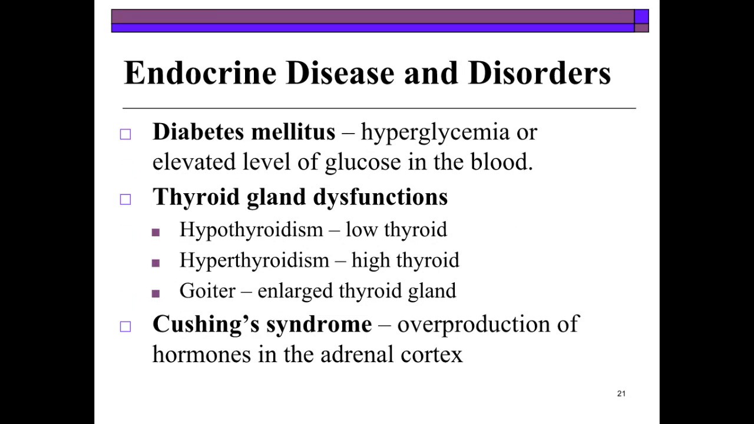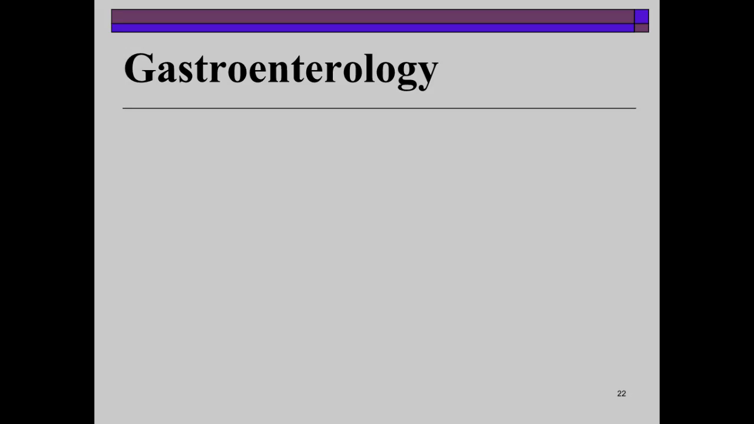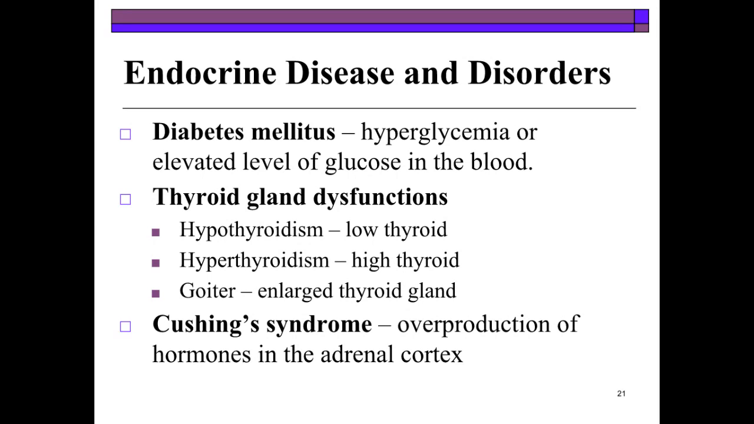Some of the things they treat: diabetes that we talked about, elevated blood sugar or hyperglycemia, thyroid disorders, which would be hypothyroid or low, hyperthyroid or high acting thyroid, and goiters, which would be an enlarged area of the thyroid gland. Cushing syndrome, and that is where the adrenal cortex produces too much corticosteroid and causes Cushing's disease or Cushing's syndrome. So remember those common diseases.